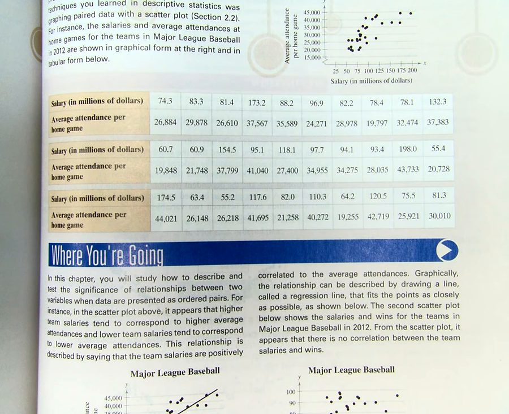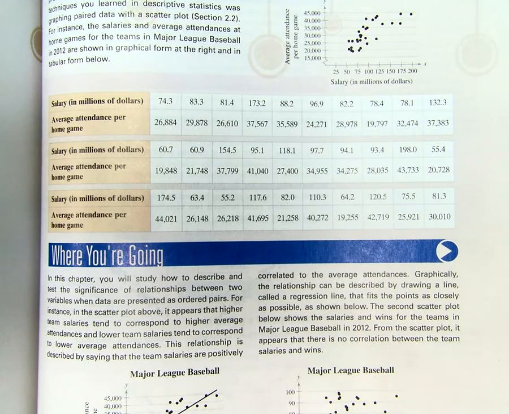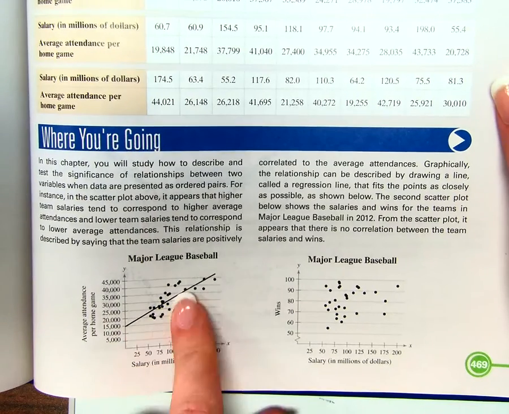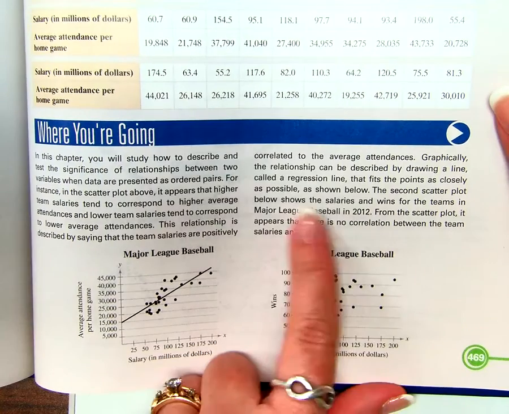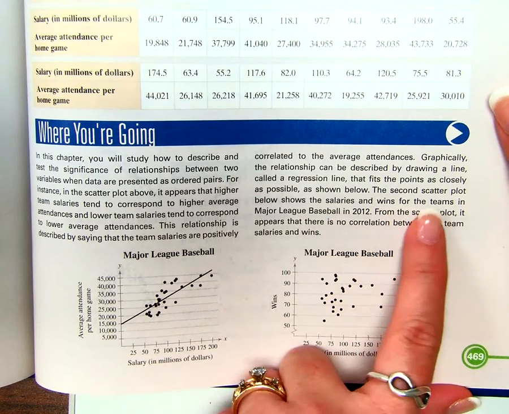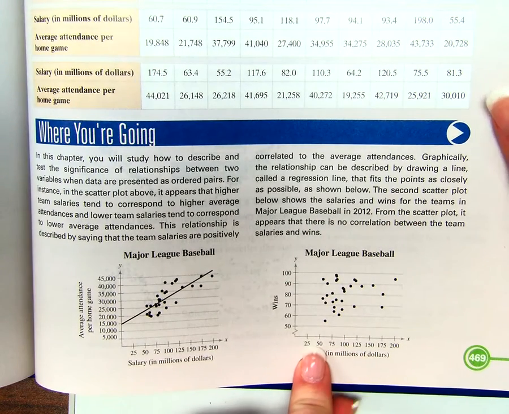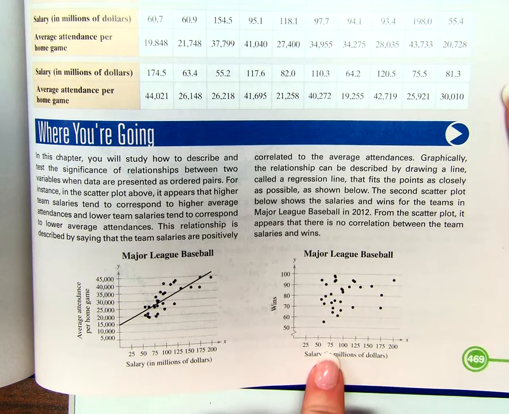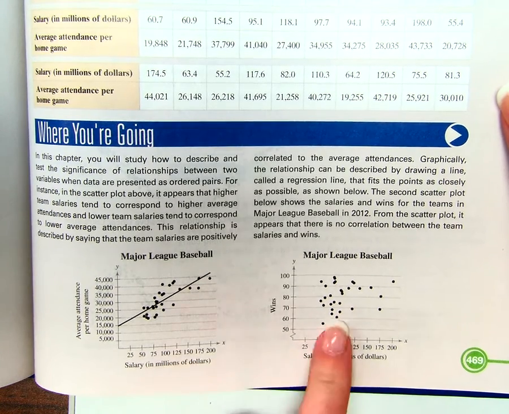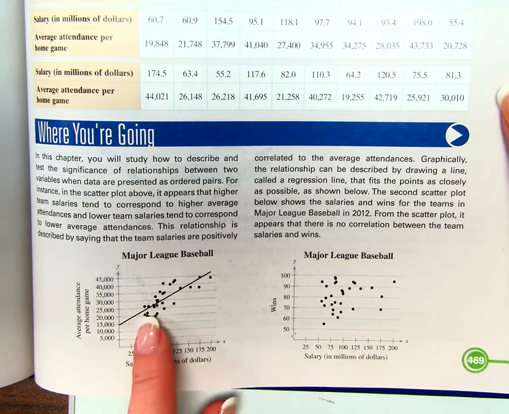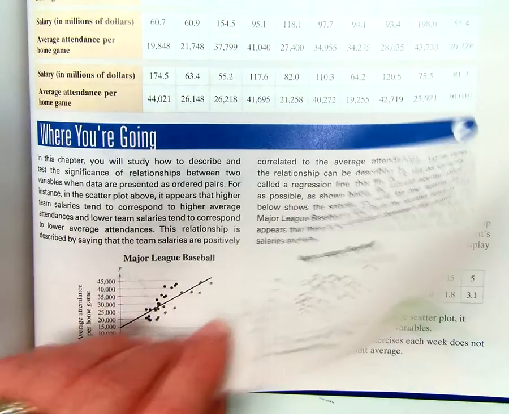Graphically, the relationship can be described by drawing a line called a regression line that fits the points as closely as possible, as shown below. This is the regression line that you can't see that I'm pointing to. This is the regression line right here. The second scatter plot shows the salaries and the wins for the teams in Major League Baseball in 2012. From this scatter plot, it appears there is no correlation between their salaries and their wins. Do you see the difference in these two? Yes? Okay, good.